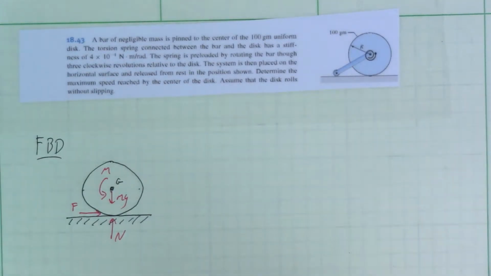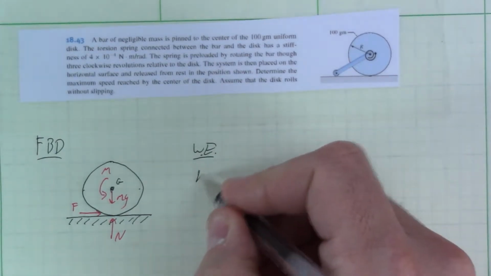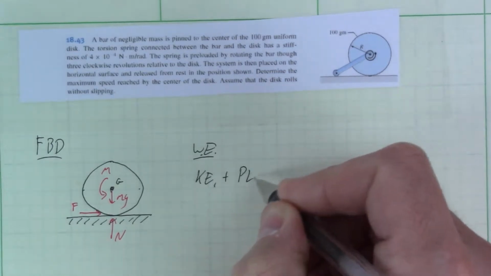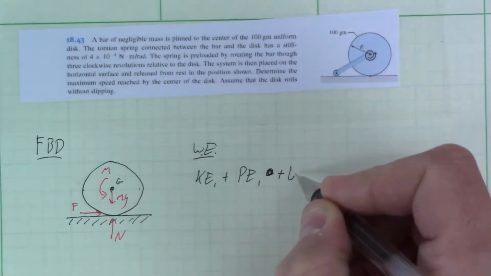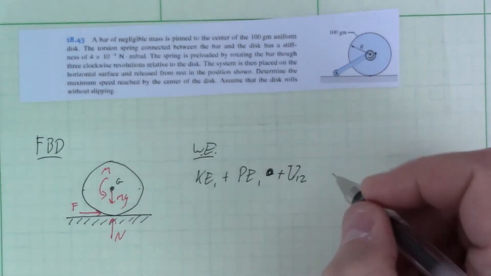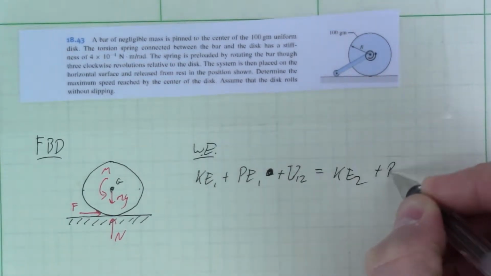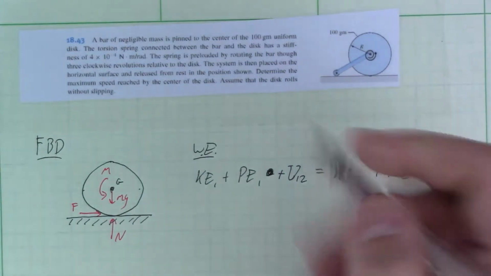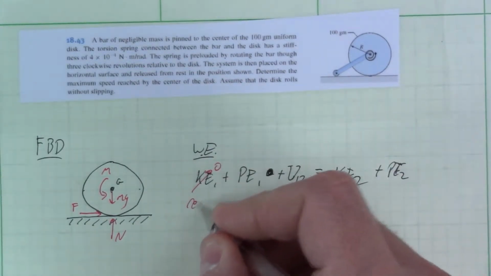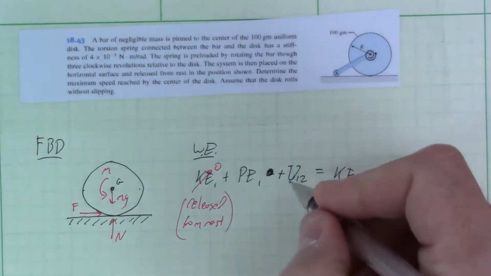Now let's start analyzing our work energy. Work energy says take kinetic energy at 1, potential energy at state 1, plus our work that doesn't go anywhere else, so non-conservative work, plus anything else, equals kinetic energy and potential energy on the other side in state 2. State 1 is going to be right before we release it, so there's no motion. Released from rest. We can also throw out this term.